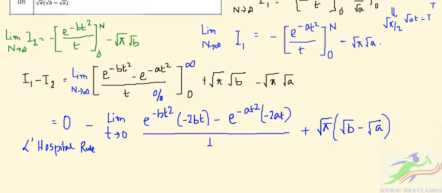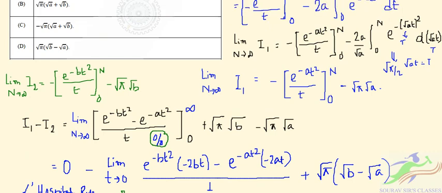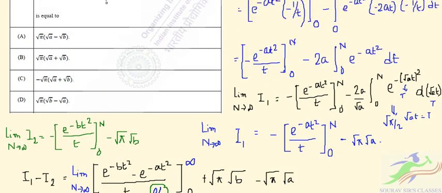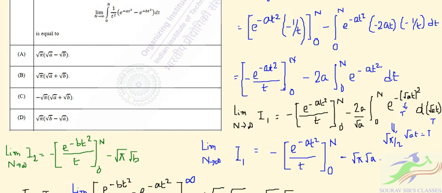So from here you can see clearly that this will be 0, so e to the power 0 is 1, so it will become 0, 0 minus 0. So this is the L'Hospital rule we have applied over here, since this 0 by 0 form is there. So the answer is root pi common, root b minus root a. Let's check with the options. The option in this case is D. D is the correct option.